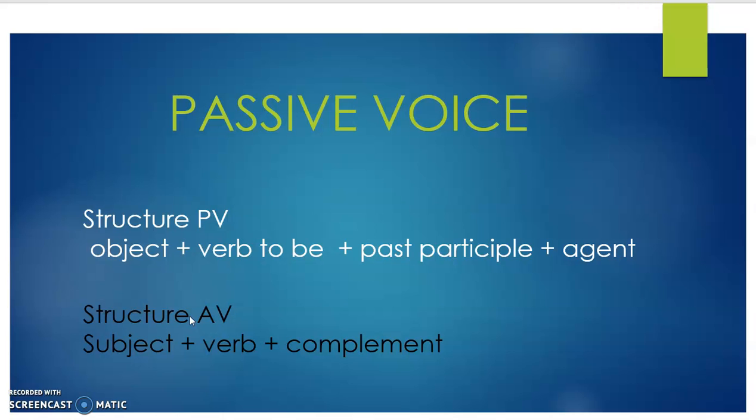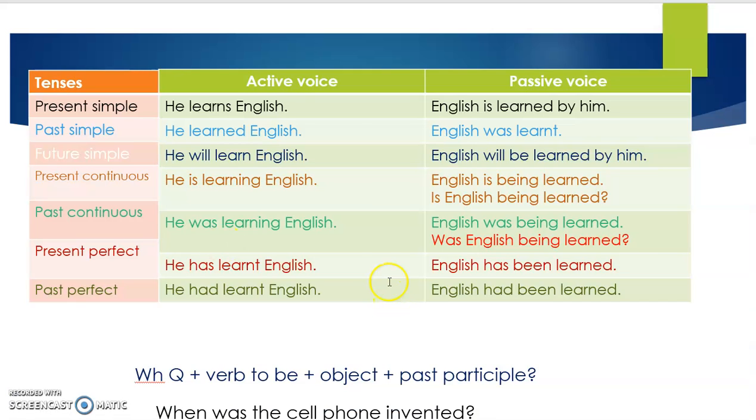remember four characteristics. The first is that it's necessary that you practice and identify this structure. This structure is in passive voice. Remember, object plus verb to be plus past participle plus agent. In the active voice is different. You begin the sentence with subject plus verb plus complement. Okay, so let's start.